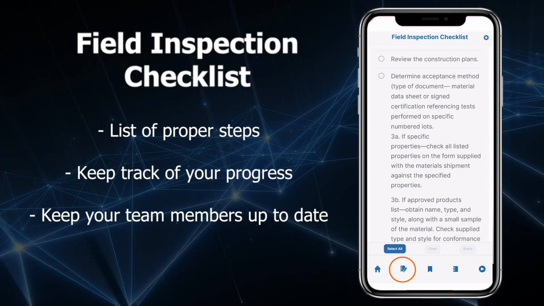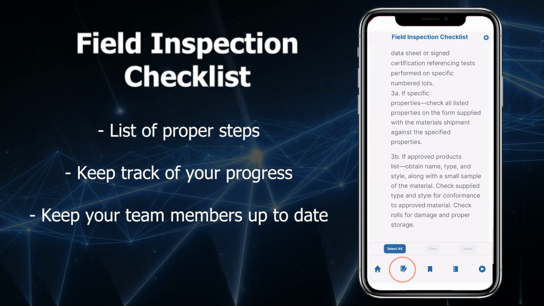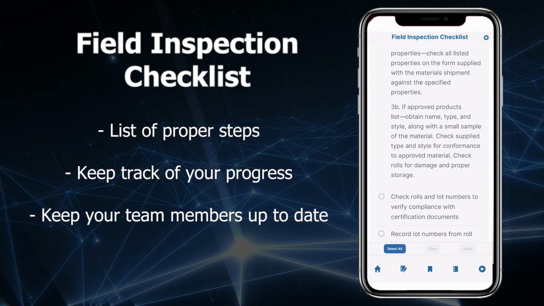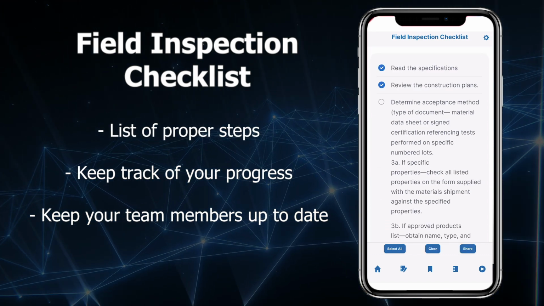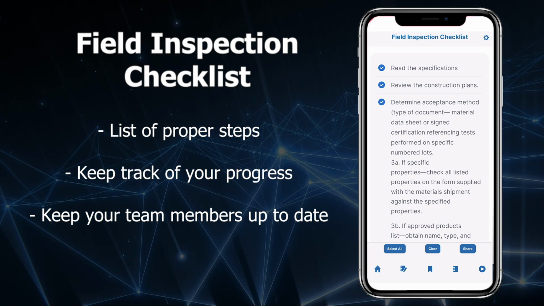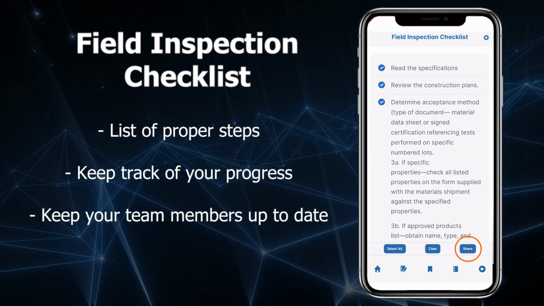The notebook and pen icon represents the field inspection checklist section. Here you can access a comprehensive list of proper steps for your geosynthetic projects. As you complete each step, you can mark them off and keep track of your progress. Additionally, you can use the share button to keep your team members up to date on your progress.